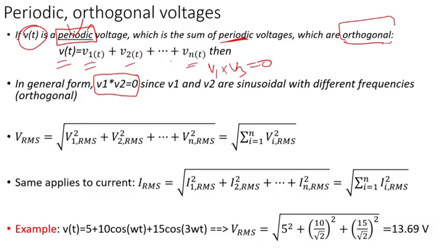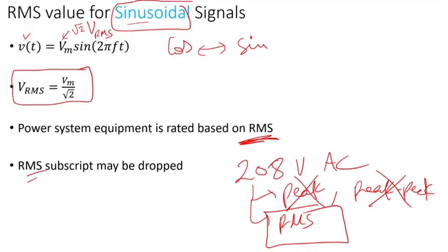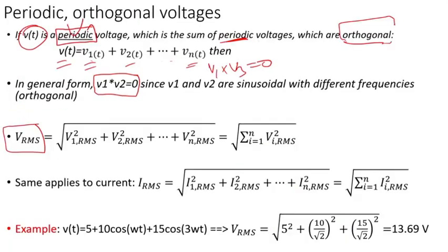If those two conditions are met, periodic and orthogonal, then to calculate the RMS, I don't have to go through all this crazy integration that I showed here. That's the nice thing about a lot of concepts in electrical engineering. You take the RMS of the first voltage and square it, plus the RMS of the second voltage squared, plus dot, dot, dot, for all the voltages. Or if you want to write it in summation, this is how you do it. The same thing applies to current.